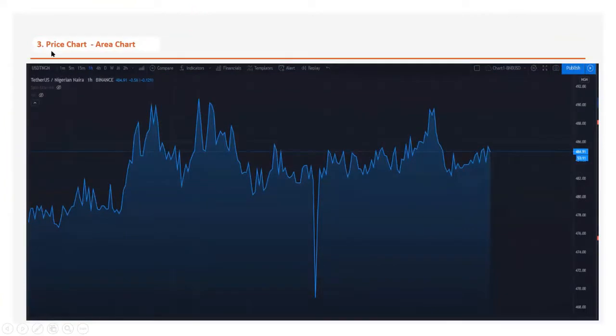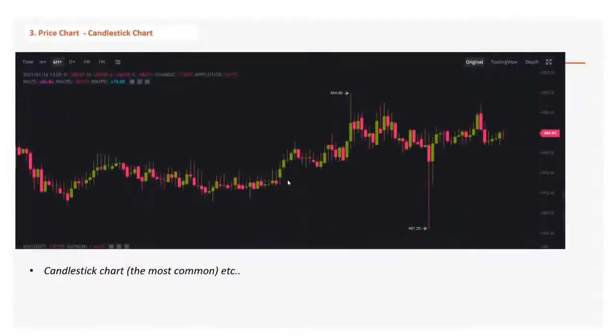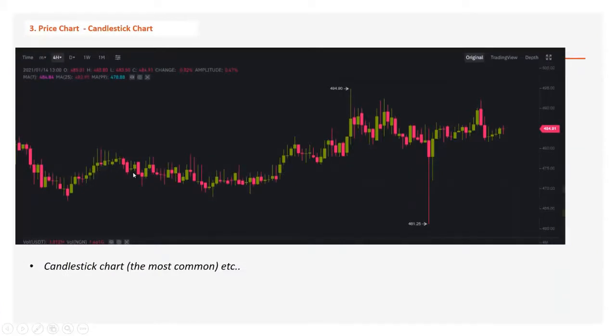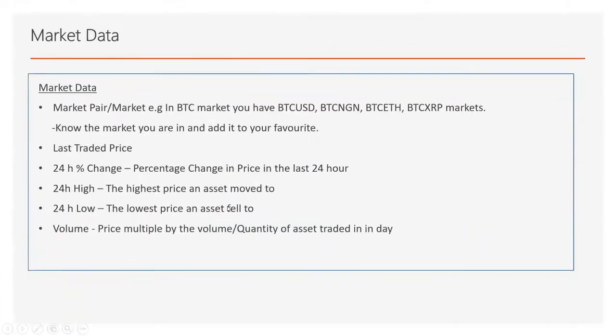So these price charts, the area price charts, are the same but painted. And this is what a candlestick chart looks like, which is the most common chart that traders use. So before that, let's talk about market data, so that when you open an exchange on your phone or web-based exchange, and you see some of this data, some of this information, you can make sense out of it.